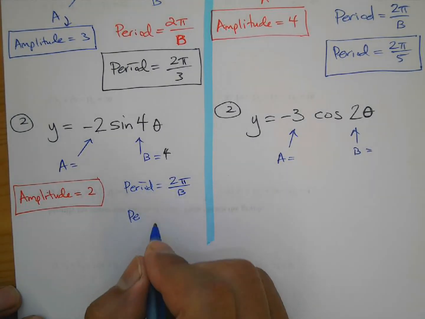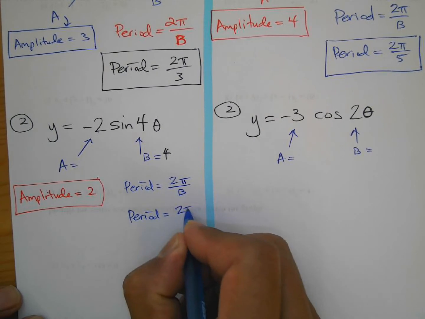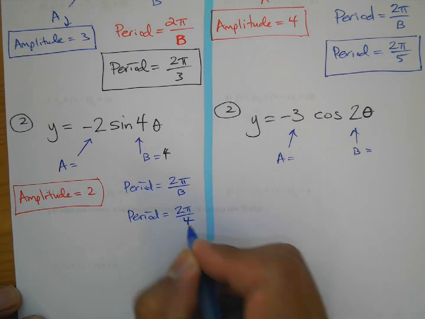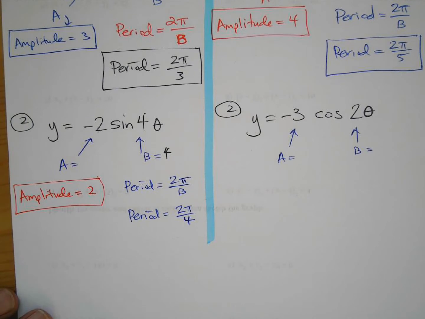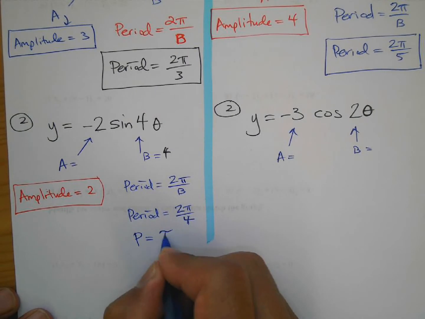That means that the period is 2 pi over 4. And always check, you can reduce that. So really the period, I'll just put P. P is equal to what? Pi over 2.